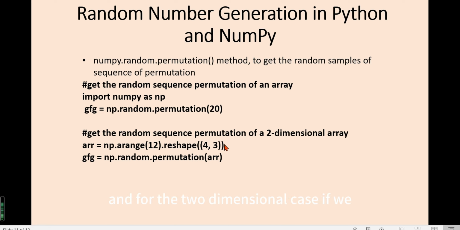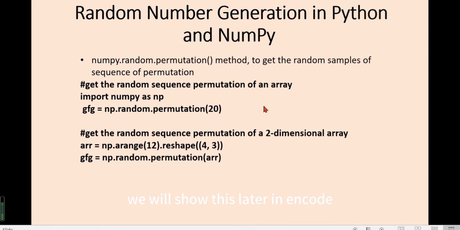And for the two-dimensional case, if we create a two-dimensional array with 12 elements, 4 rows by 3, and then use random.permutation, along the first axis, here is the row, so 4 rows will be randomly arranged in the result. We will show this later in code.